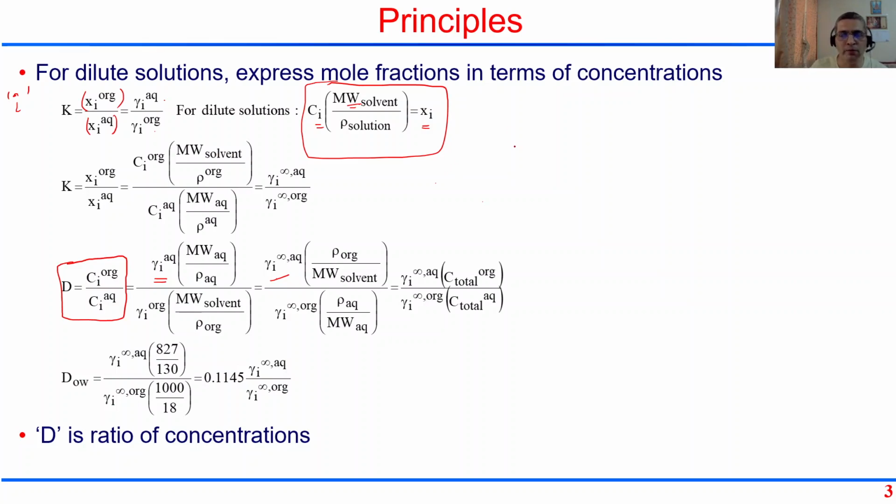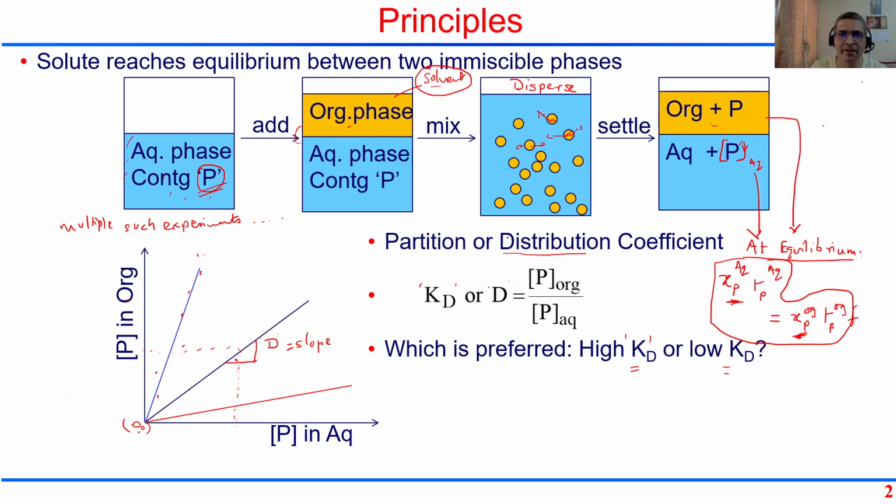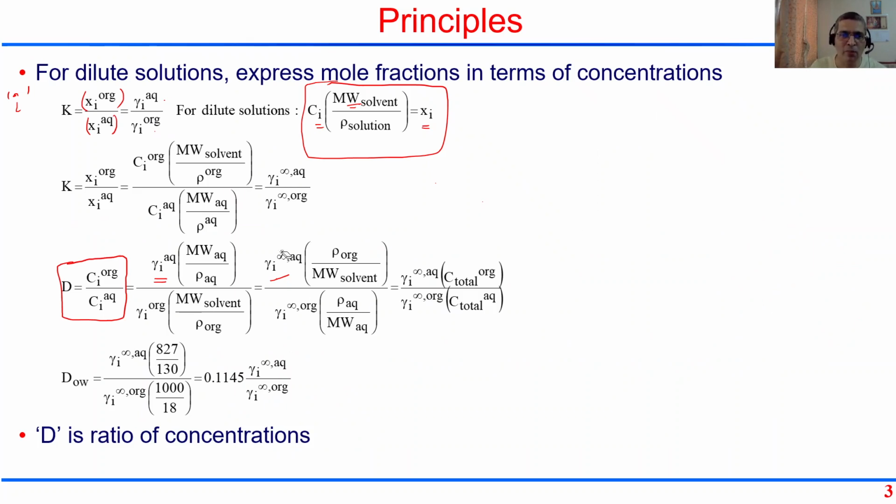Now, one of the ways in which we look at the kind of solute that we have: the distribution coefficient is dictated by the nature of the solvent, the nature of P that is present, and the water. How much the water likes P or dislikes P is decided by this activity coefficient. How much P is liked or disliked by the organic solvent is decided by this activity coefficient of P in the organic phase.